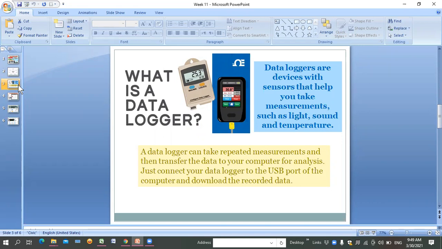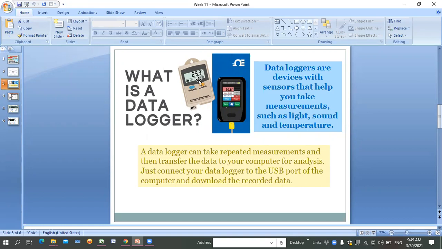Data loggers are devices. There are some devices, some tools that look like this, or there are many other shapes. So data loggers are devices with sensors that help you take measurements such as light, sound, and temperature. These devices measure the speed of light traveling, the sound pitch around you, or the temperature.